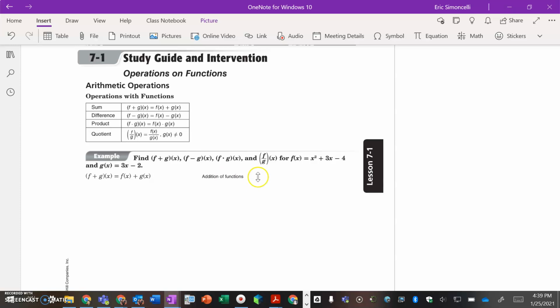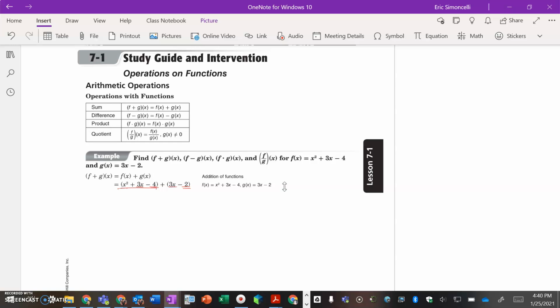Let's go ahead and scroll down, starting with f(x) plus g(x), or (f + g)(x). We're going to do the addition of functions. That speaks to you adding x squared plus 3x minus 4 plus 3x minus 2. This will be as easy as simplifying by virtue of like terms, which I've underlined.